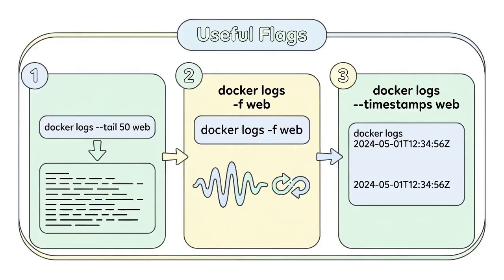Three flags make docker logs dramatically more useful. Use --tail n to grab only the last n lines, --follow or -f to stream new output live, and --timestamps to prepend each line with its RFC 3339 time.